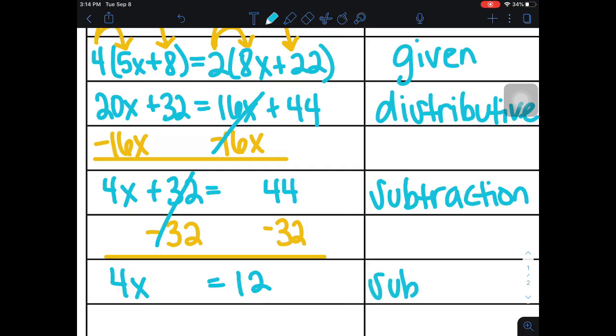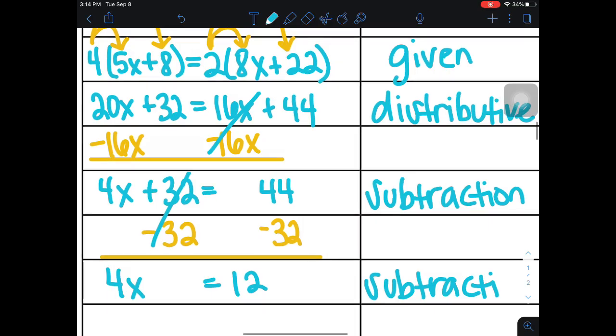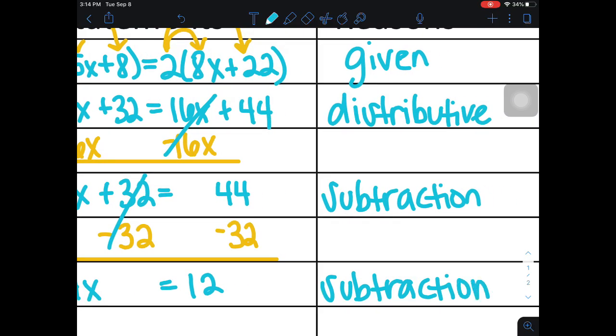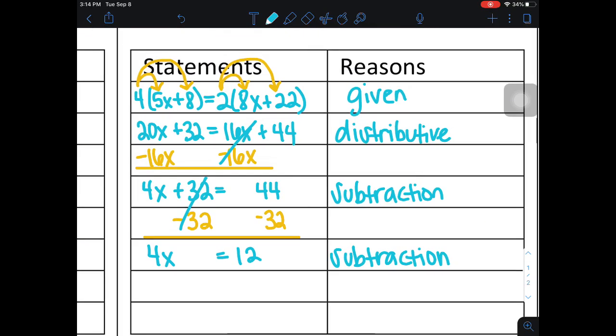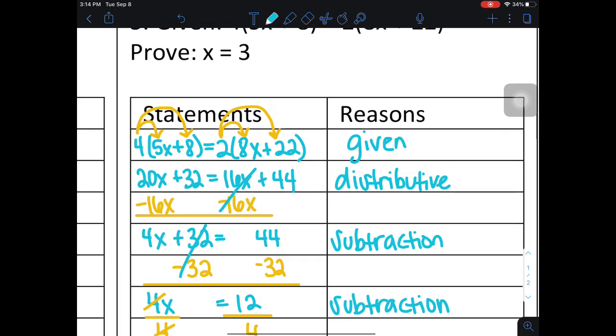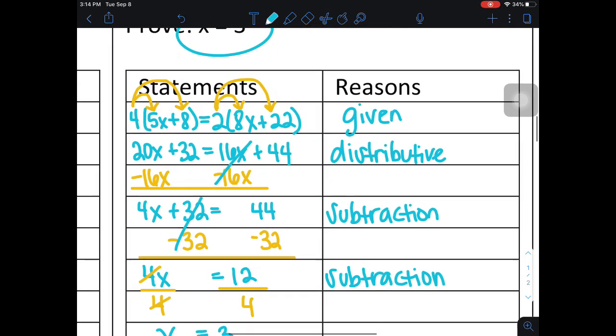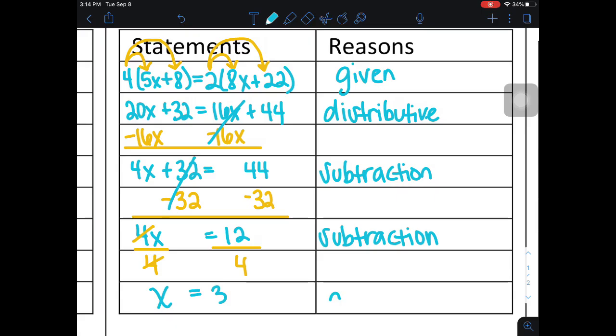And how do I know that? Again, I use the subtraction property of equality. And yes, you can use the same property twice. It's okay. All right, and last step is that since we're multiplying by 4, we need to divide by 4 on both sides, that will cancel out the 4's, leaving me with x by itself. And then 12 divided by 4 is 3. That's exactly what we needed to get, so we are good to go.